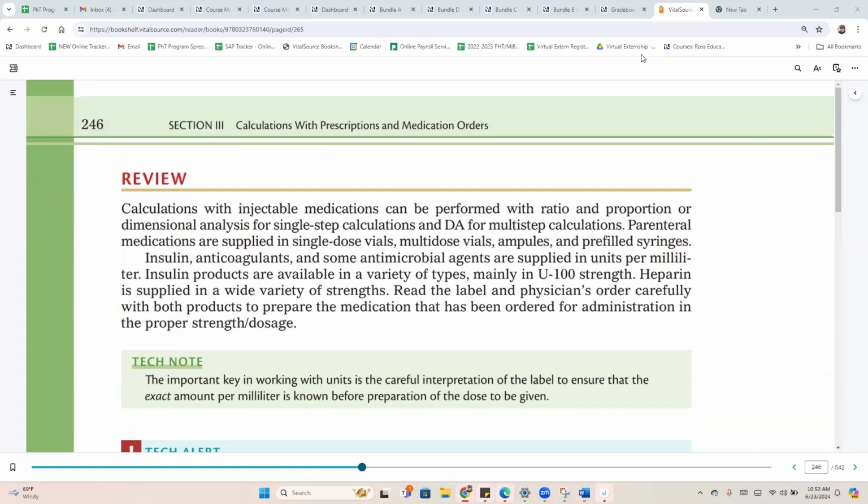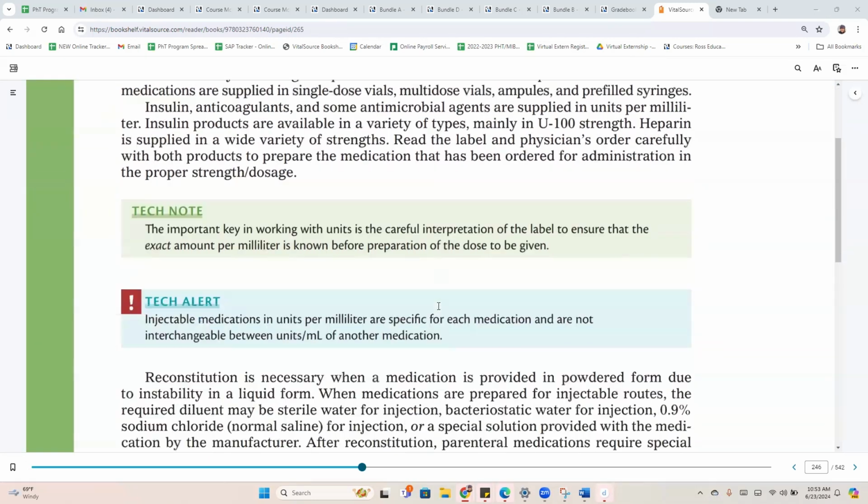Calculations with injectable medications can be performed with ratio and proportion or dimensional analysis for single-step calculations, and you can use DA for multi-step calculations. Parenteral medications are supplied in single-dose vials, multi-dose vials, ampules, and pre-filled syringes. Insulin, anticoagulants, and some antimicrobial agents are supplied in units per milliliter. Insulin products are available in a variety of types, mainly in U100 strength. Heparin is supplied in a wide variety of strengths. Read the label and physician's order carefully with both products to prepare the medication that has been ordered in the proper strength and dosage.